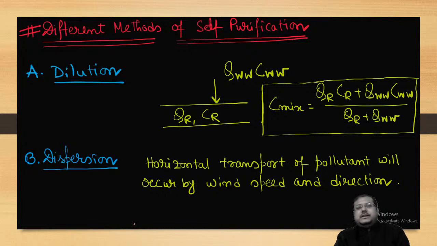The second is dispersion. What is dispersion? It is the horizontal transport of pollutant, which will occur by wind speed and direction. That is called the dispersion process.